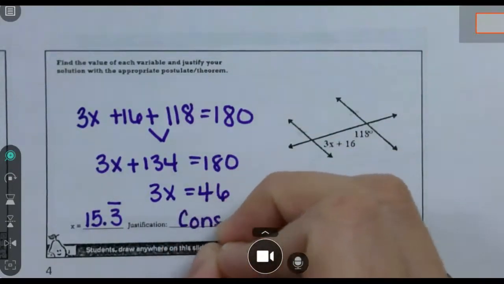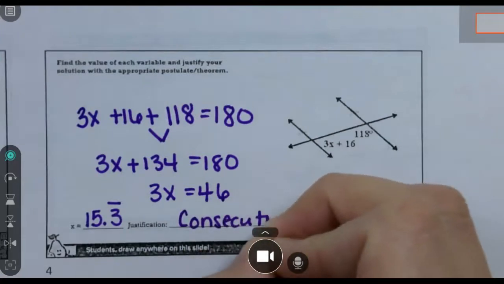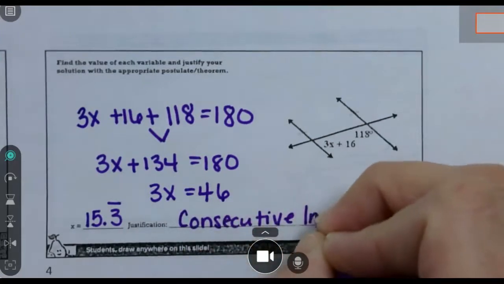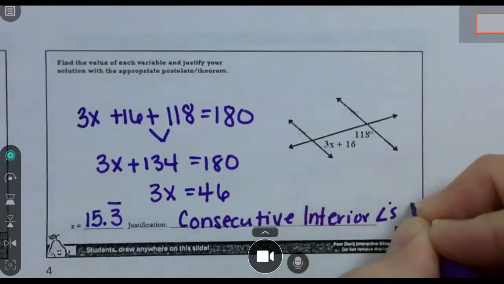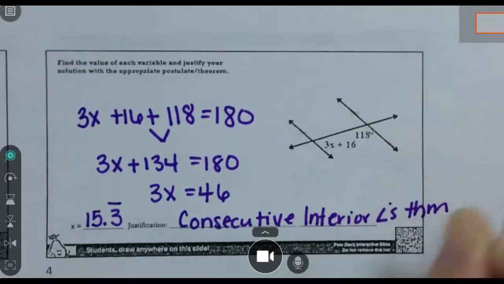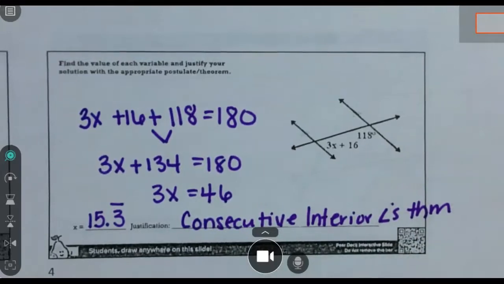Consecutive interior angles theorem. That's a mouthful. Okay, let's kick it up a notch a little bit. That's your level 1, your level 2.